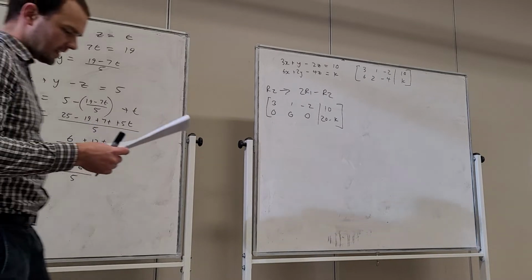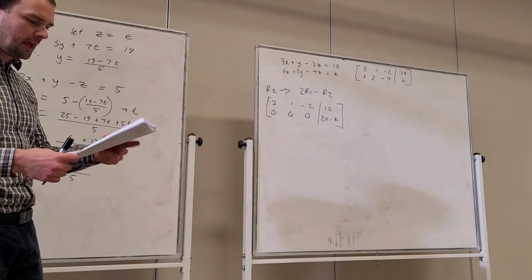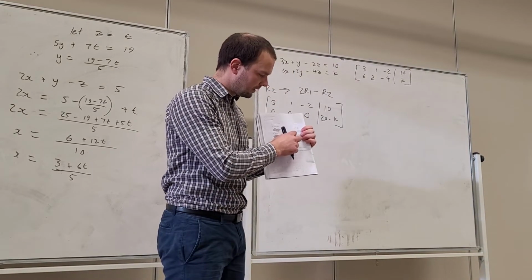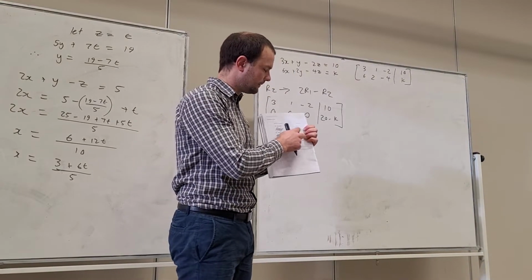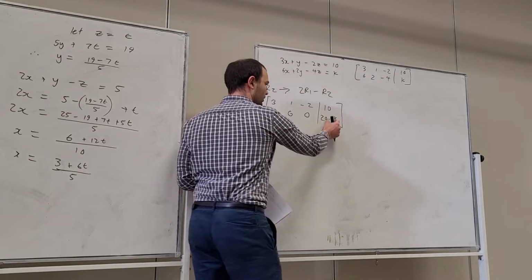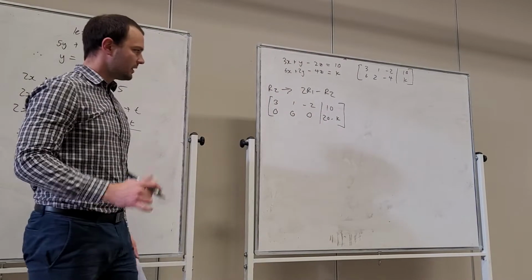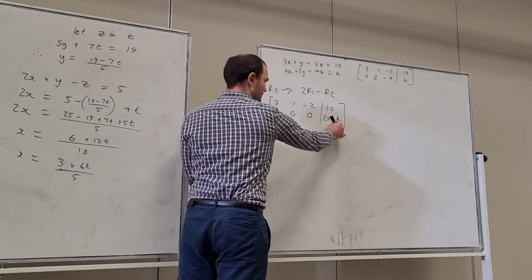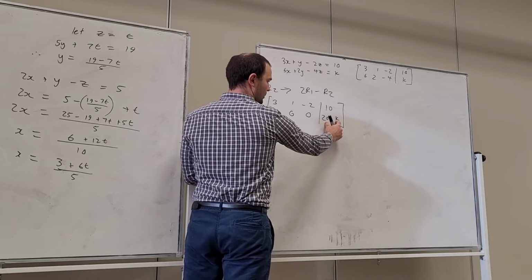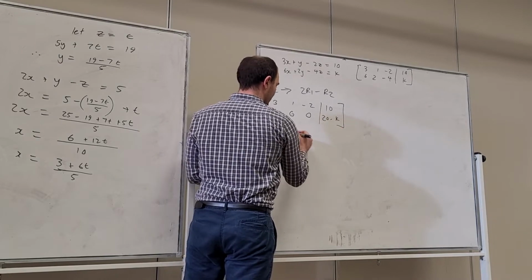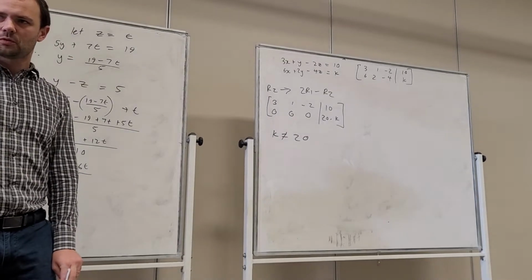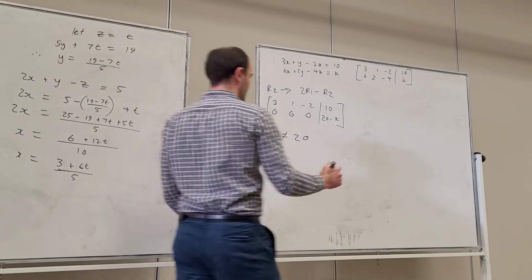Alright, so then the question says, determine the values of k for which the planes are parallel. So if they're going to be parallel, we have to have that row echelon form. What it means is we have to have a number here. It means it can't be 0. So that's going to be 0, that's going to be 0, that's going to be 0 if k is 20. So if we want a number there, then k cannot be 20. If k is not 20, then the planes are parallel.